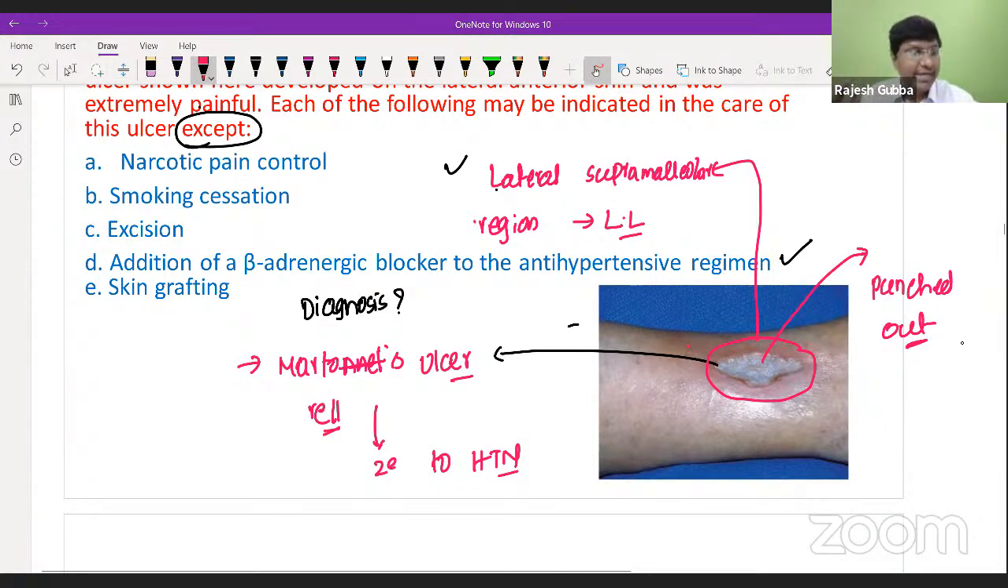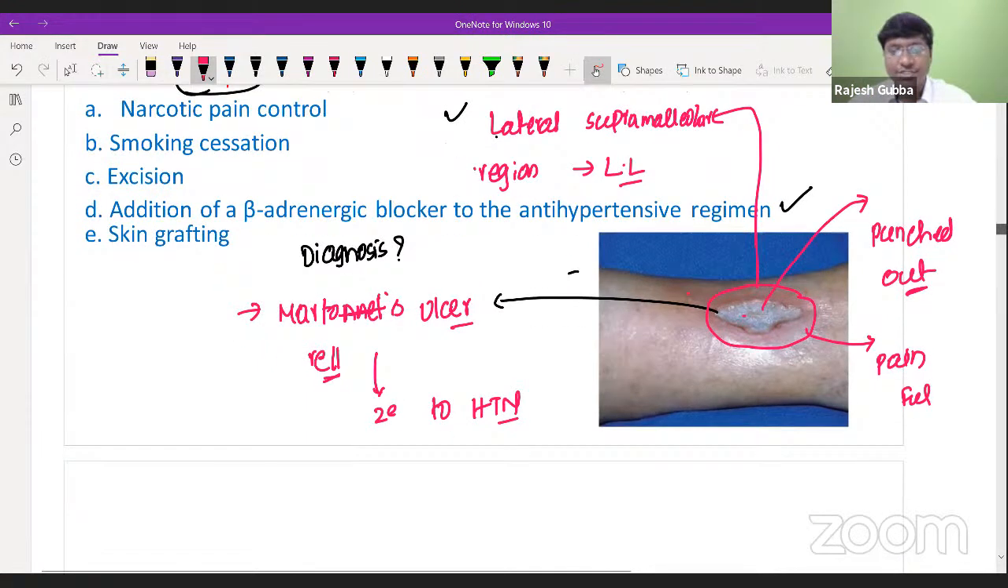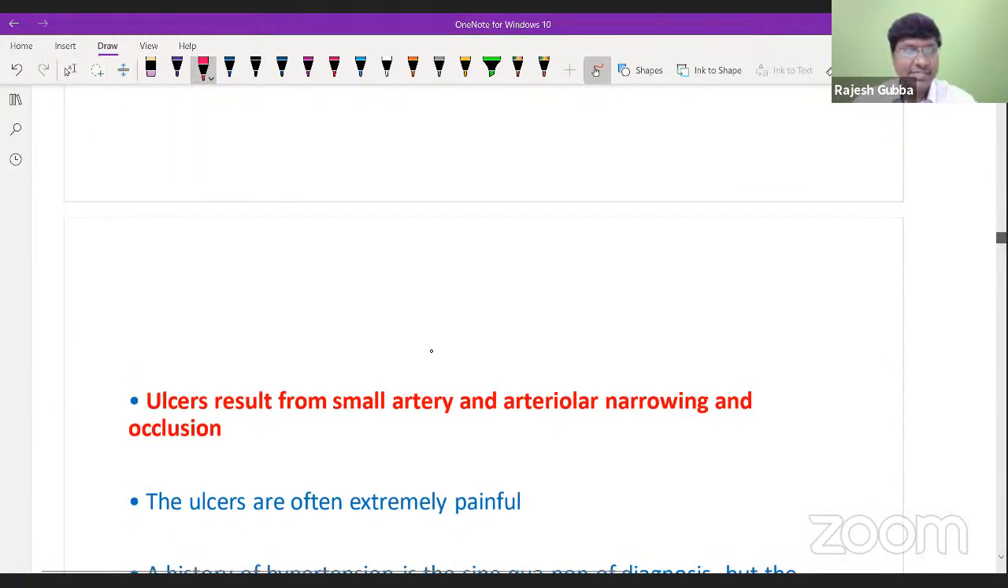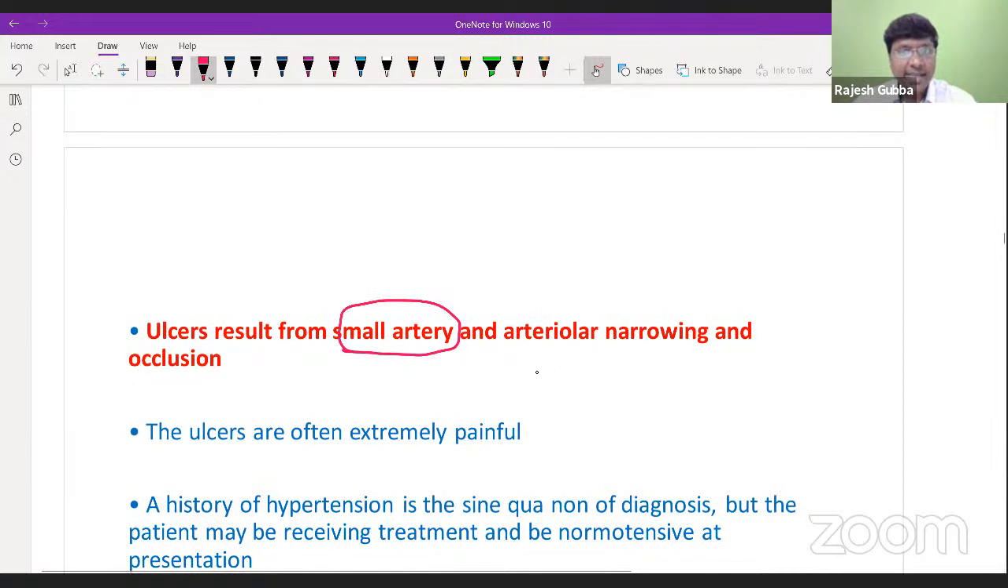Now, why do these ulcers develop? First of all, you should understand why they develop. And remember, these ulcers are extremely painful. Now, why do they develop this ulcer in a hypertensive patient? The reason is that these ulcers result from small artery and arteriolar narrowing and occlusion secondary to hypertension. That is what is responsible for the development of this Martorell ulcer. So that history of hypertension is very, very important.